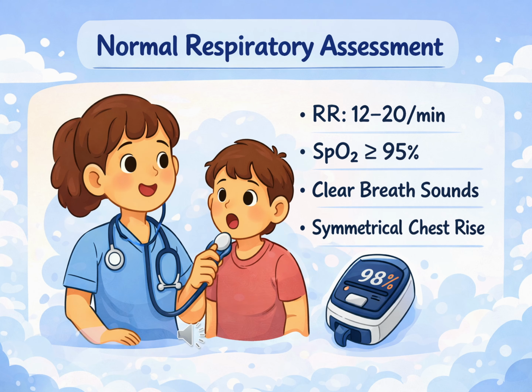Normal respiratory assessment. In a healthy adult, the normal respiratory rate is 12 to 20 breaths per minute. Oxygen saturation is usually 95% or higher, though this must always be interpreted in the context of the patient's baseline and chronic conditions. Normal breath sounds should be clear and equal bilaterally, with symmetrical chest rise and relaxed, unlabored breathing.